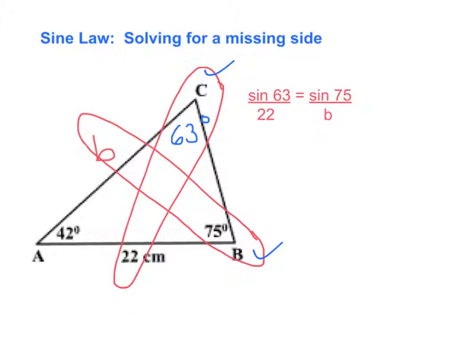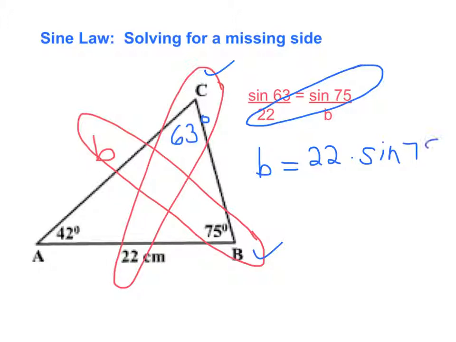Now here's a mistake that a lot of people make when they solve the formula: they do the cross multiplying wrong. So look for a third loop. The third loop is 22 times the sine of 75 degrees, and then you divide it by the missing piece, which is the sine of 63.